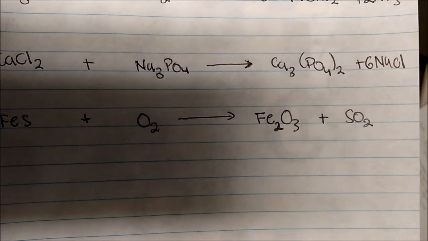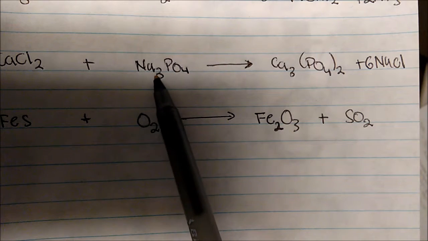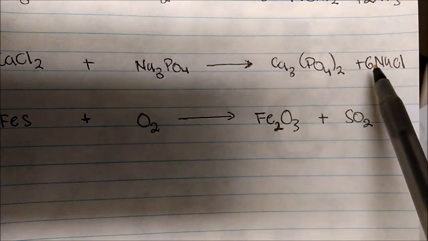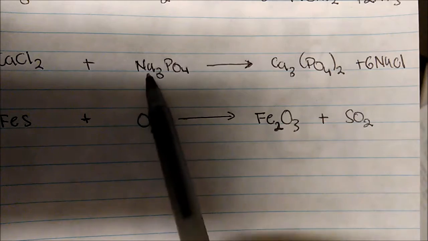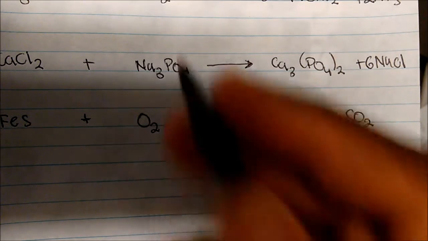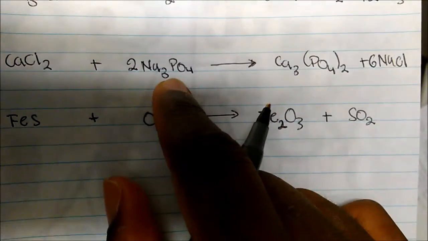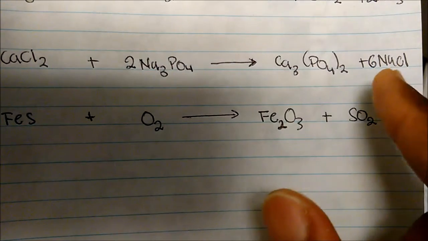Now what about sodium? Well, I have 3 moles of sodium here. I have 6 moles of sodium here. Okay, so if I have 6 moles of sodium here and 3 moles of sodium here, I simply put a 2 here. Well, 2 times 3 happens to be 6. So that will balance my sodium.